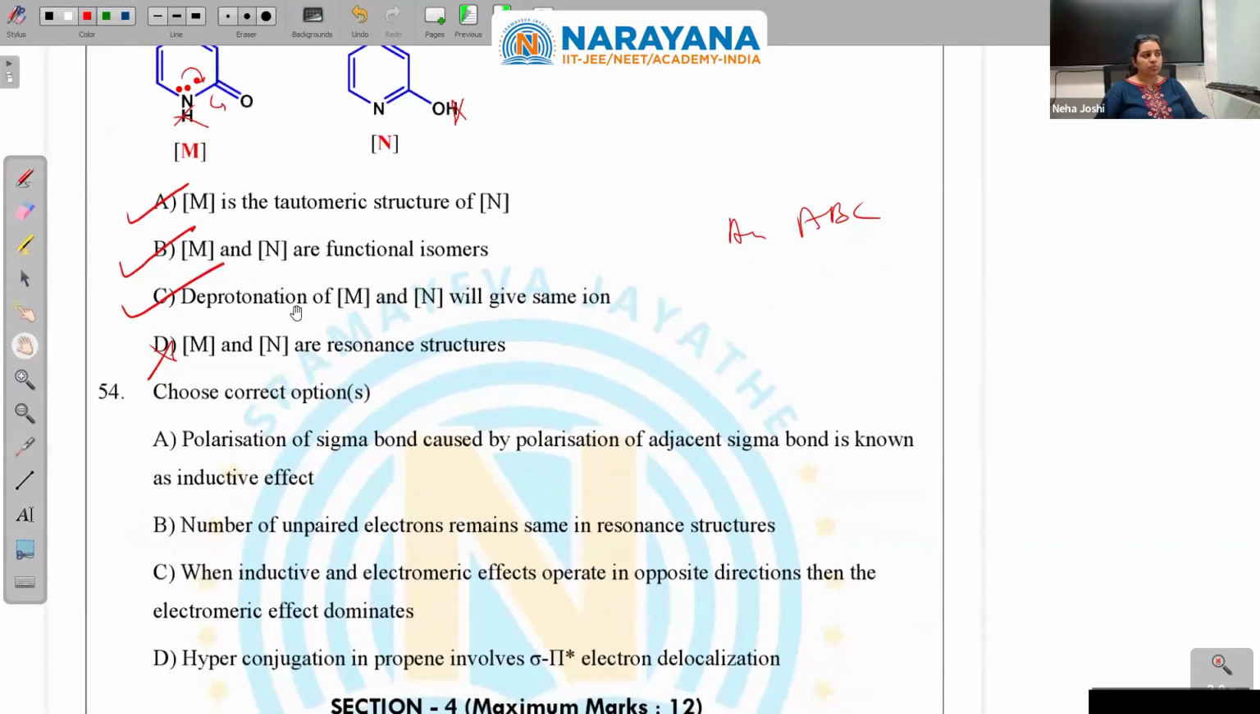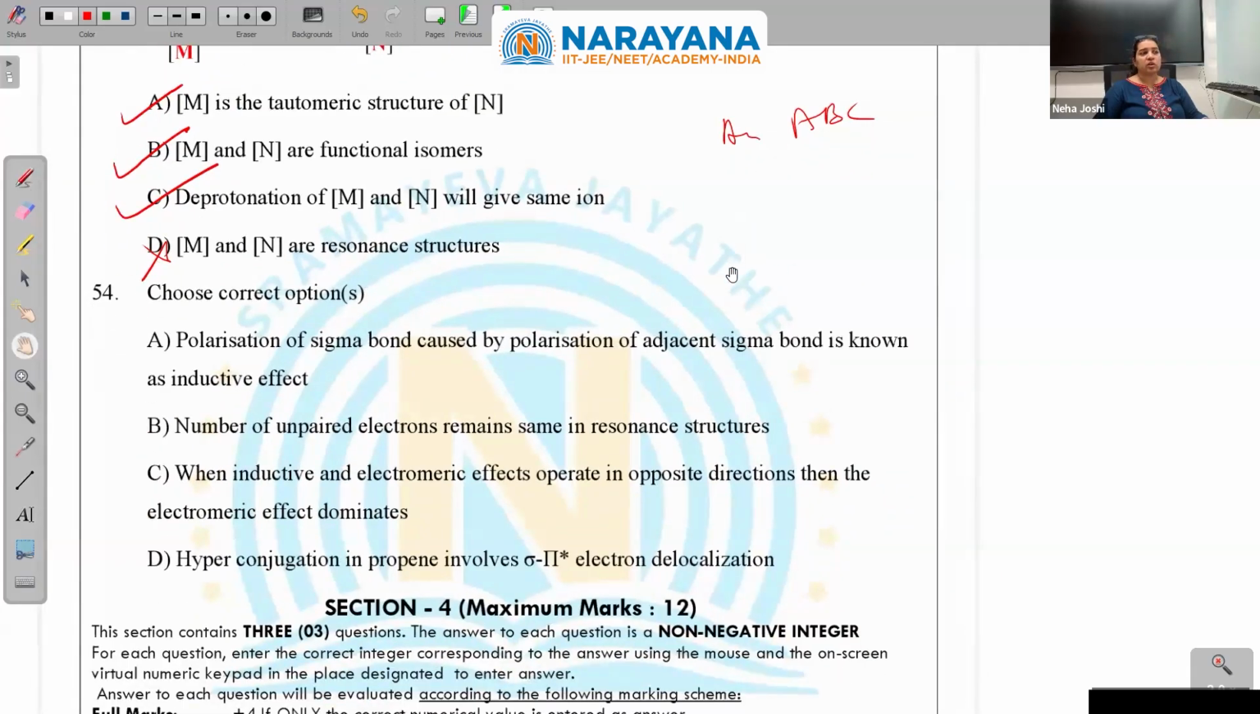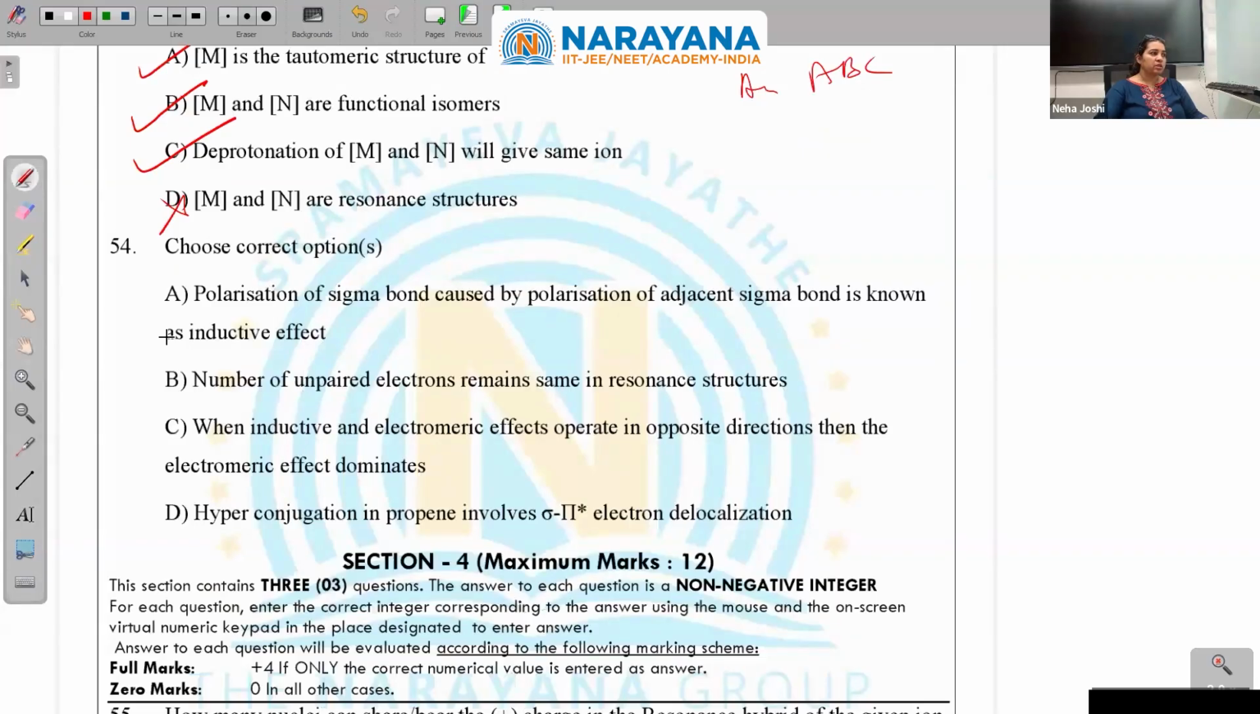Choose the correct option. Polarization of sigma bond caused by polarization of adjacent sigma bond is known as inductive effect. True. Number of unpaired electrons remains same in resonance. Yes. When inductive and electromeric effect operate in opposite directions, then the electromeric effect dominates.